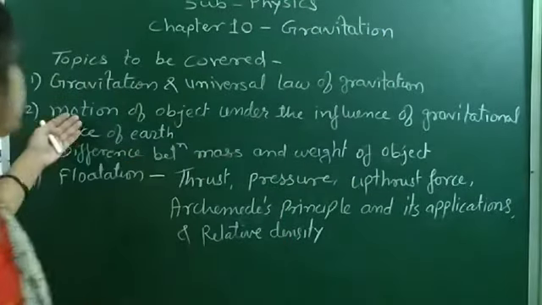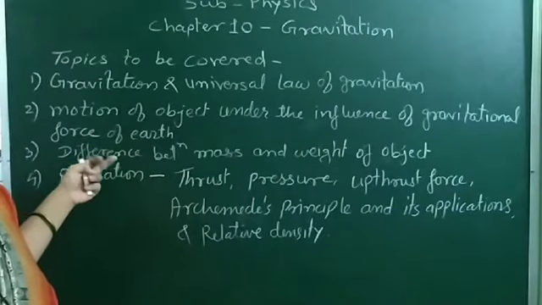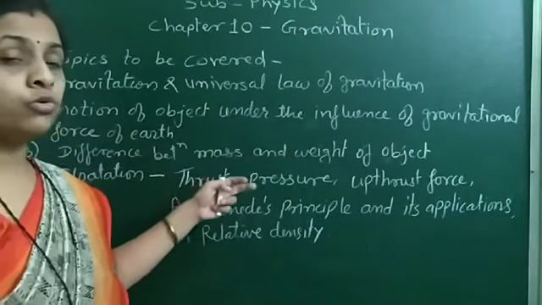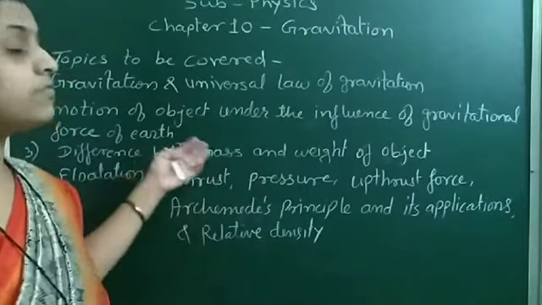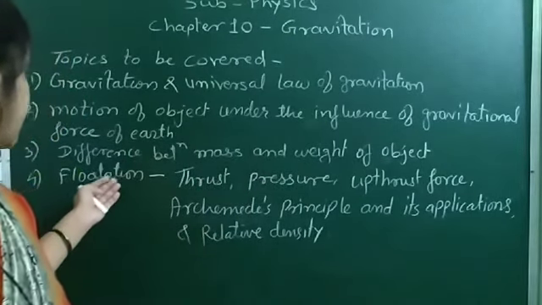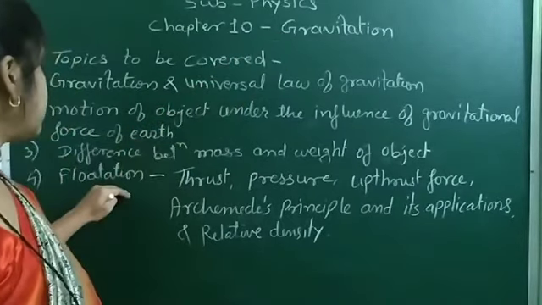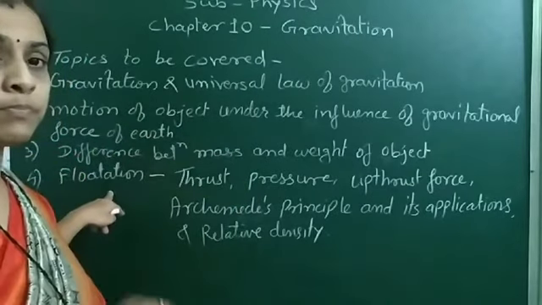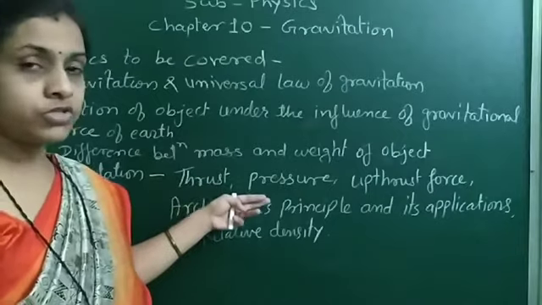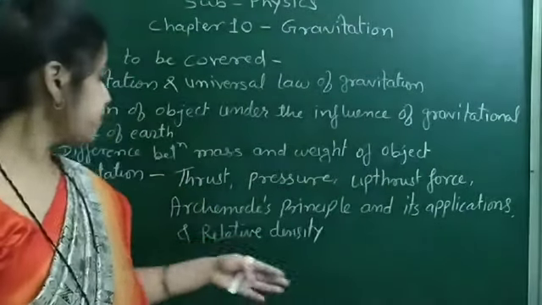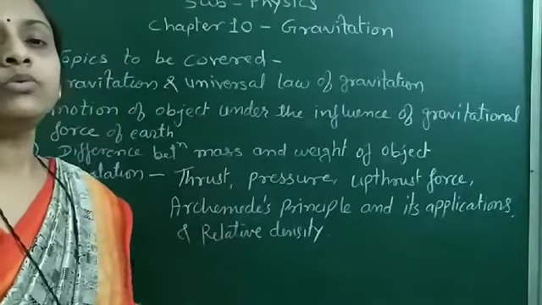Then the motion of objects under the influence of the gravitational force of the earth. Then what is the difference between mass and weight? First we have to understand what we mean by mass and weight, and then the difference between mass and weight. Then flotation, so the chapter is related to gravitation and flotation. Under gravitation there is a sub part, flotation. In flotation we have to see what is thrust, then pressure, then what we mean by the thrust force, then Archimedes principle and its application, and relative density.